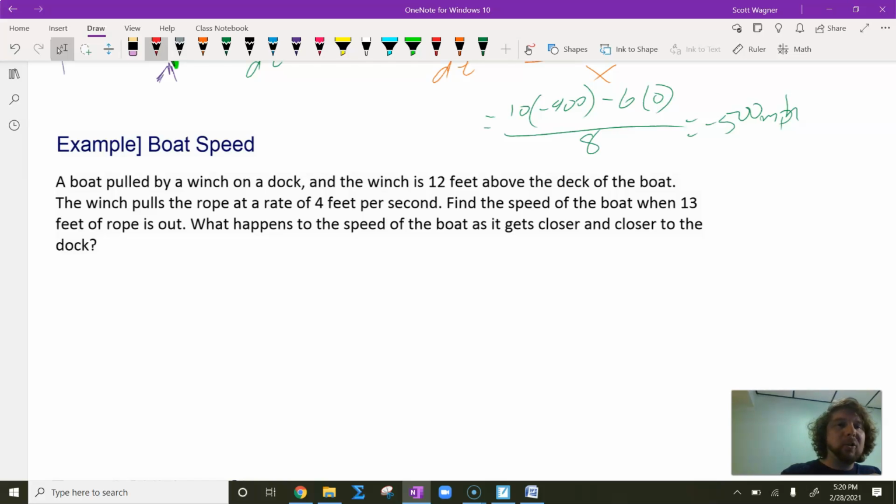Again, a little picture might help you out. You've got a boat. There's my boat. Great. And you've got a dock kind of over here on the side of it. And there's a winch that's kind of 12 feet above the deck. I don't even know how to draw a winch, so I'm just going to put a little line right there. That's going to be 12 feet above the deck of the boat.